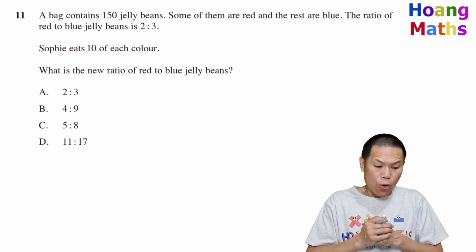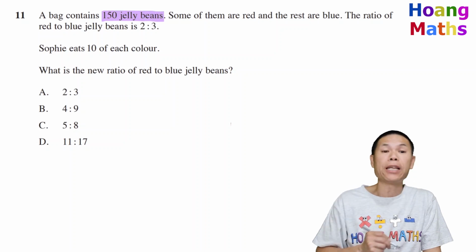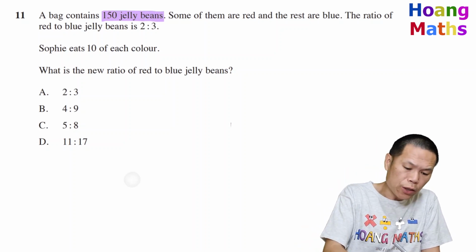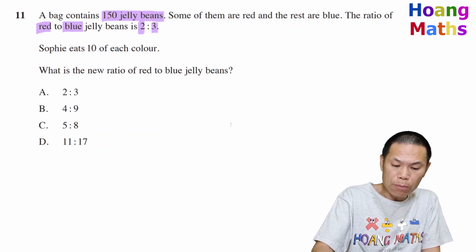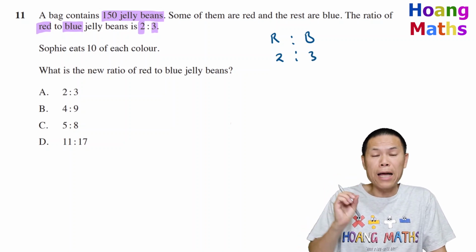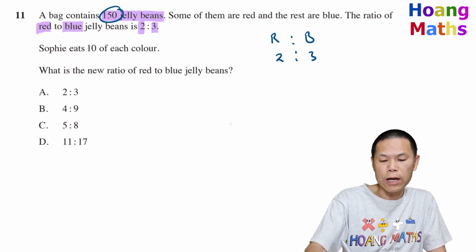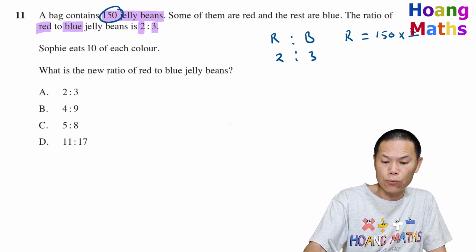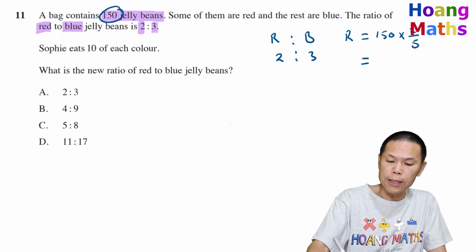Question 11. So first of all, we know that there are 150 jelly beans. And the ratio of red to blue is 2 to 3. Let me just write this down. So the red jelly bean to the blue jelly bean is 2 to 3. So in other words, there are 5 parts altogether. So we know the total of jelly beans is 150. So we can work out the red jelly beans. That is 150 times 2/5. So 150 divided by 5 is 30, and you times 2, gives me 60.